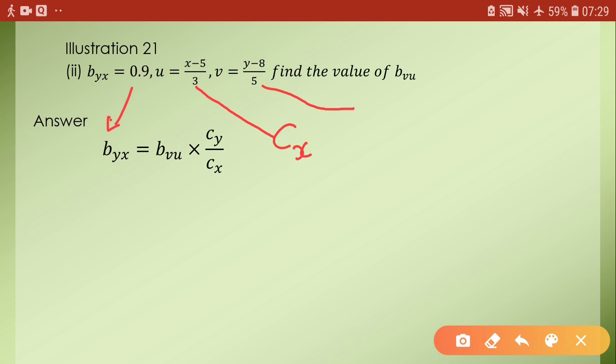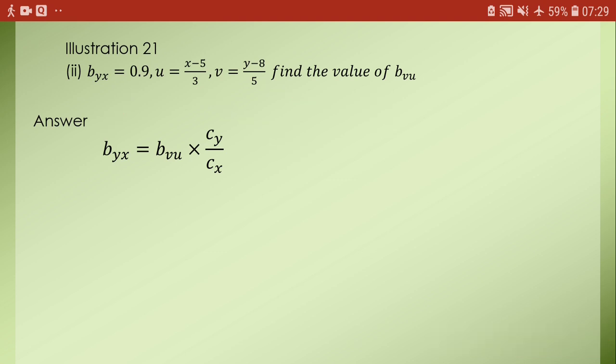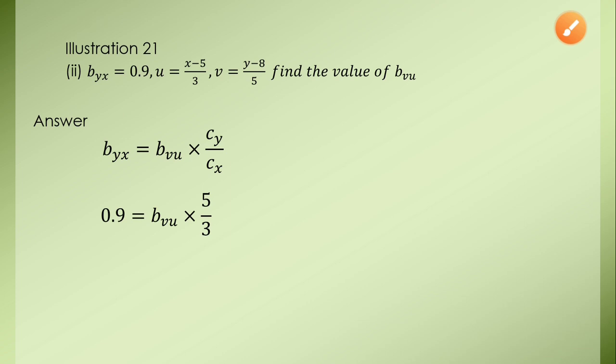5 is divided in v. What is this 5 known as? This 5 is known as Cy. So Cy is equal to 5 and Cx is 3. Let's put each and every digit in the formula. So Cy is 5, Cx is 3, Byx is 0.9.